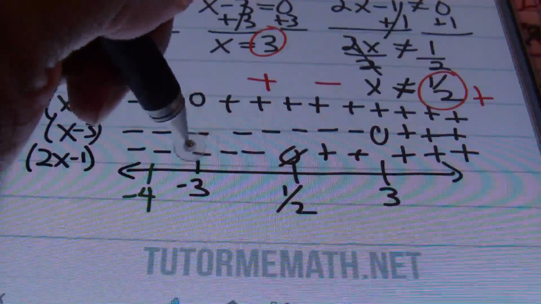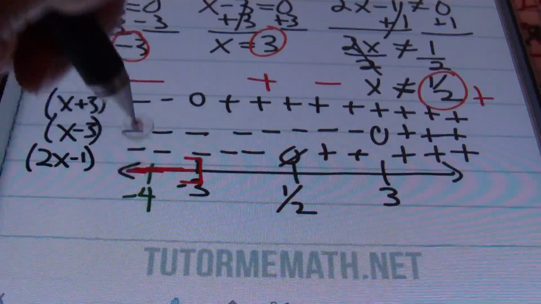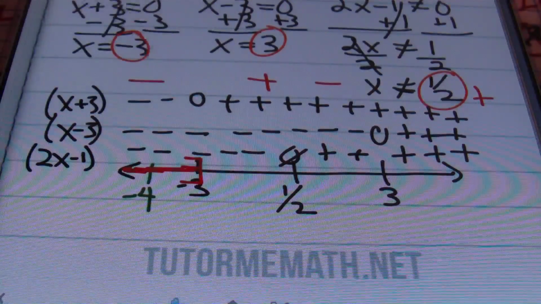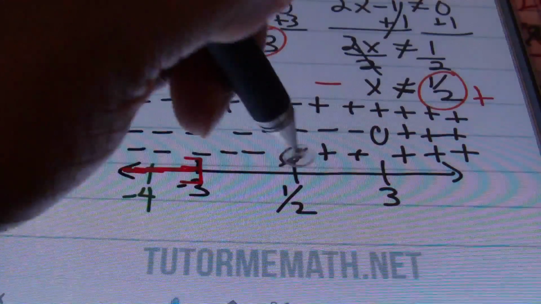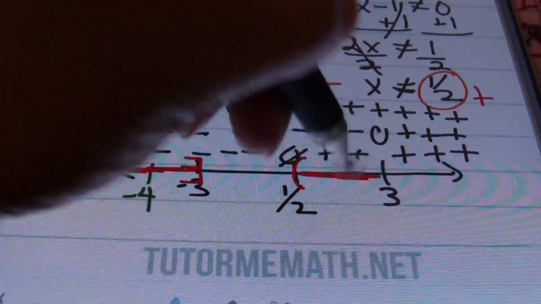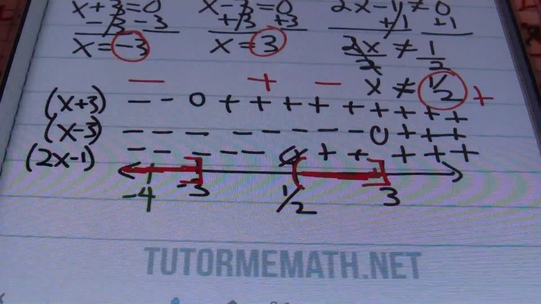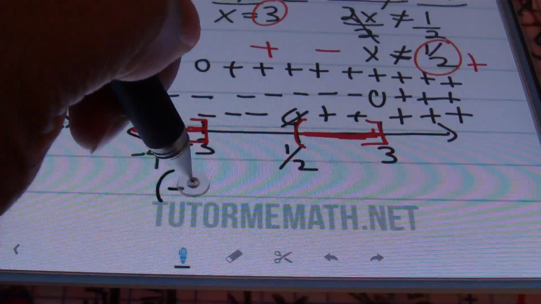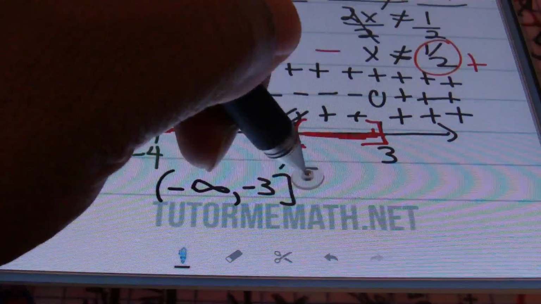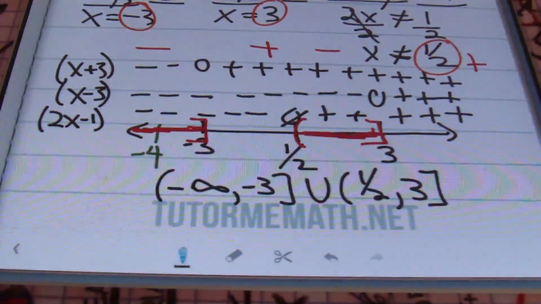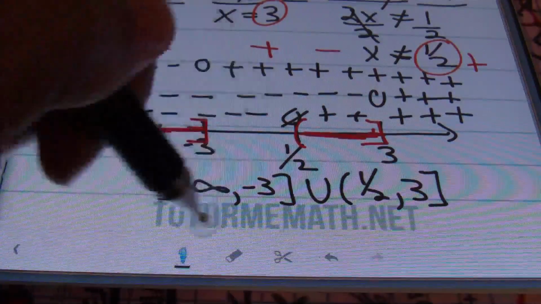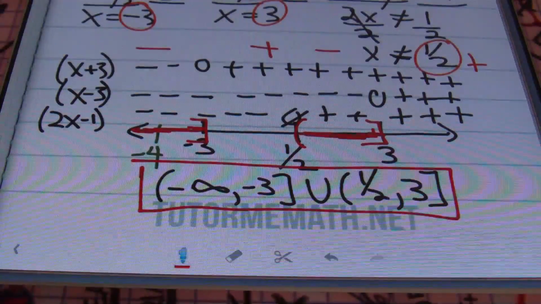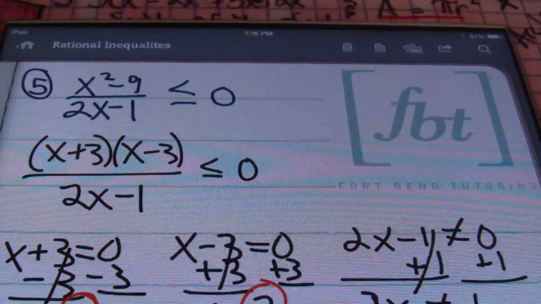So my negative results will be from negative infinity to -3, including -3, and I'll also have negative results between 1/2, not including 1/2, and 3, including 3, because 3 generates a 0, and that's one of the solutions I need. So my solution in interval notation will be negative infinity to -3, including -3, union 1/2 to 3. Make sure you have a bracket to include 3 in your solution. So this is it, ladies and gentlemen. This concludes problem number 5, as well as this video on solving rational inequalities.